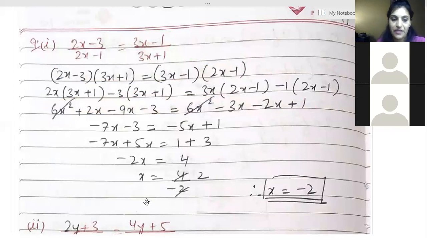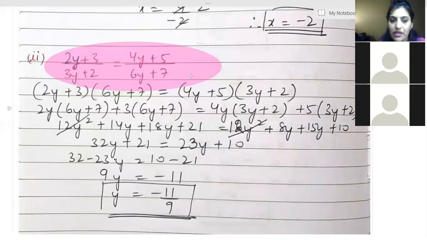इसका सेकंड पार्ट है बेटा. 2y plus 3 divided by 3y plus 2 is equal to 4y plus 5 divided by 6y plus 7. Okay, now solve this question. Give it a try. I am waiting for you.